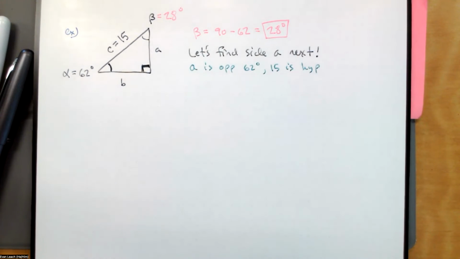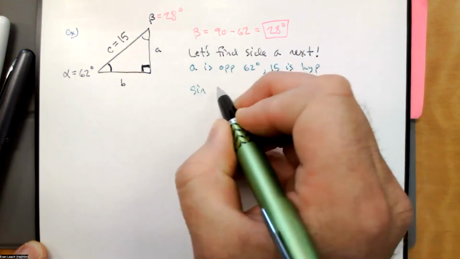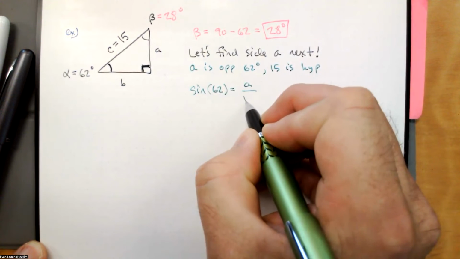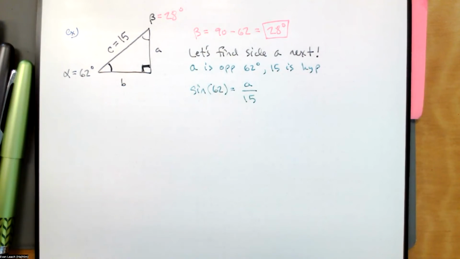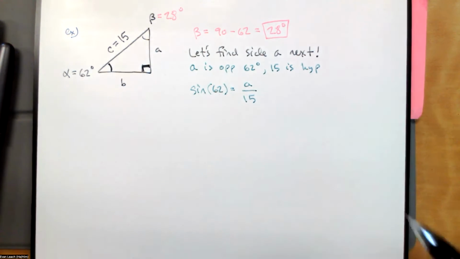What trig function involves opposite and hypotenuse? Sine. So noticing that A is opposite to 62, and that 15 is the hypotenuse, this means we are deciding to use sine. So we'll say sine of 62 degrees is opposite over hypotenuse. We're trying to figure out what A is, so I'm just going to multiply both sides by 15. So A is 15 times the sine of 62.